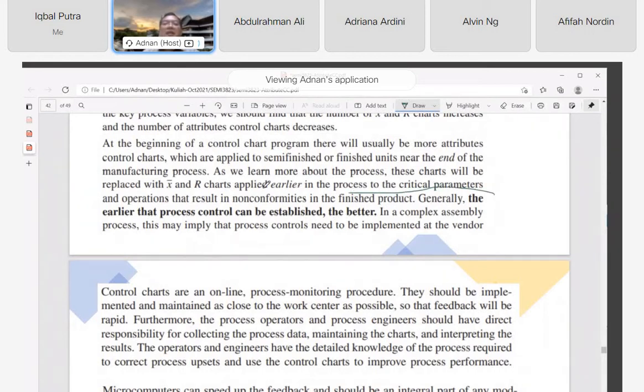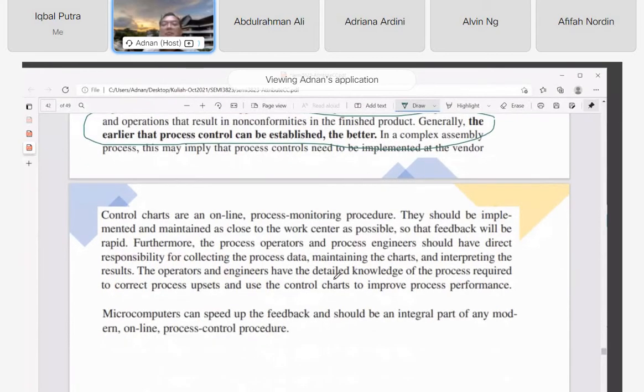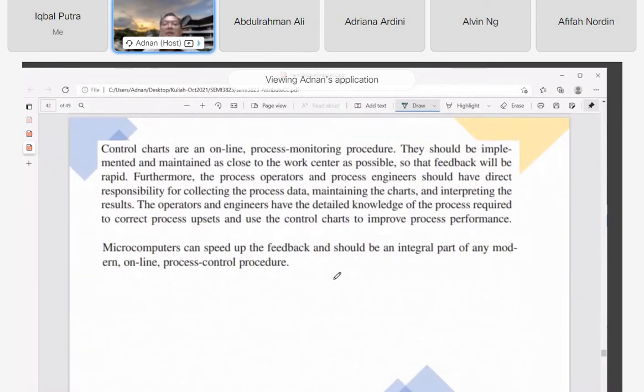Generally, the earlier the process control can be established, the better. If you can implement this in the early part of the process, because the process goes through different stages, it will be much easier to do correction and put in a remedy. They should be implemented and maintained as close to the work center as possible. Meaning, if possible, this control chart should be close to the process point, not at a later stage where it's too late to do any corrective action.